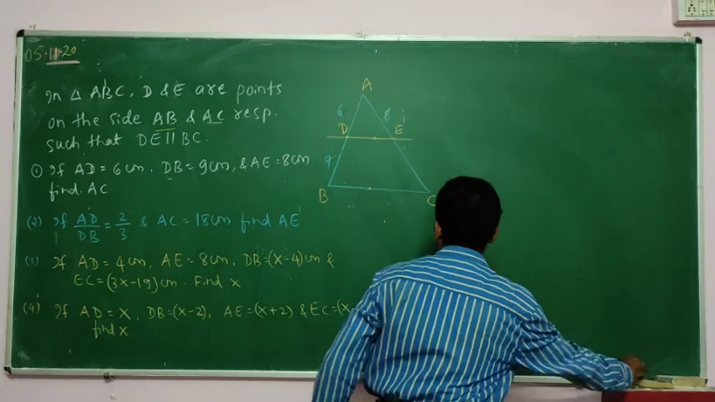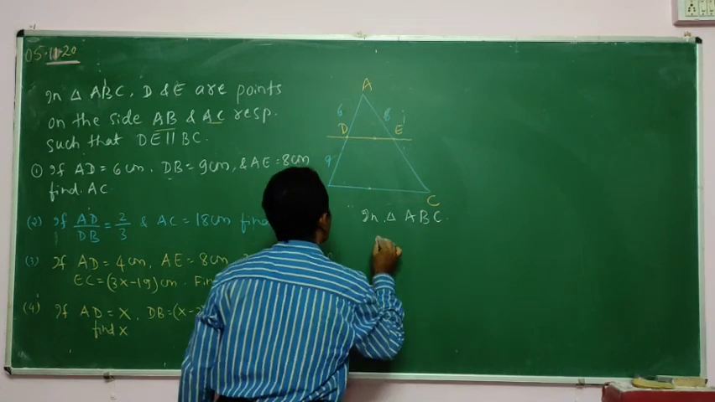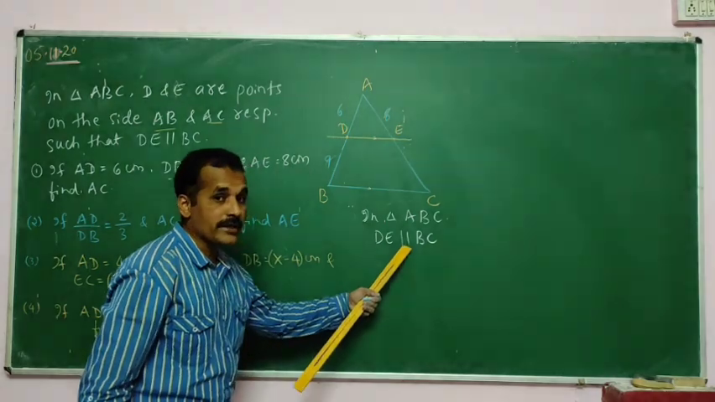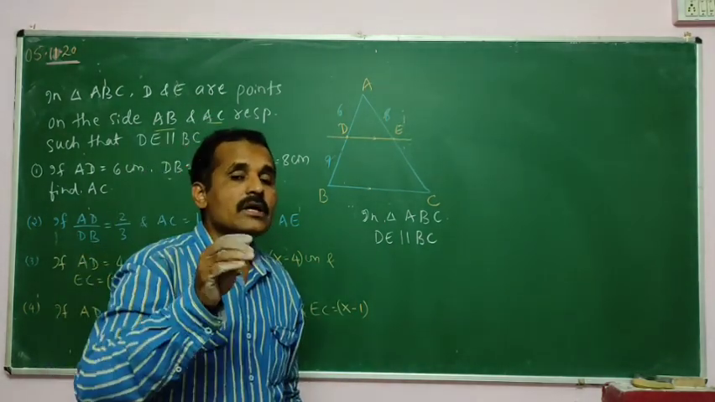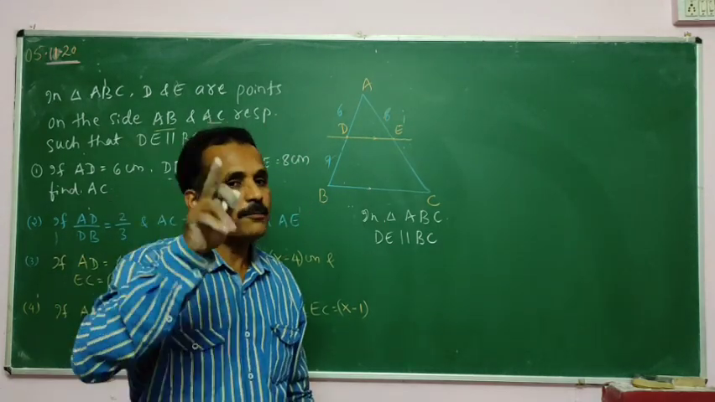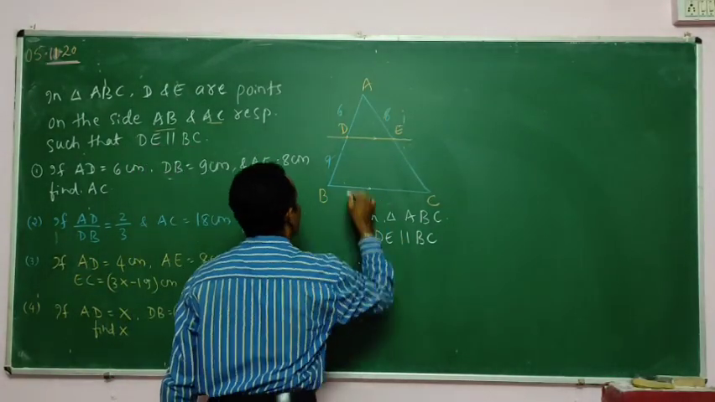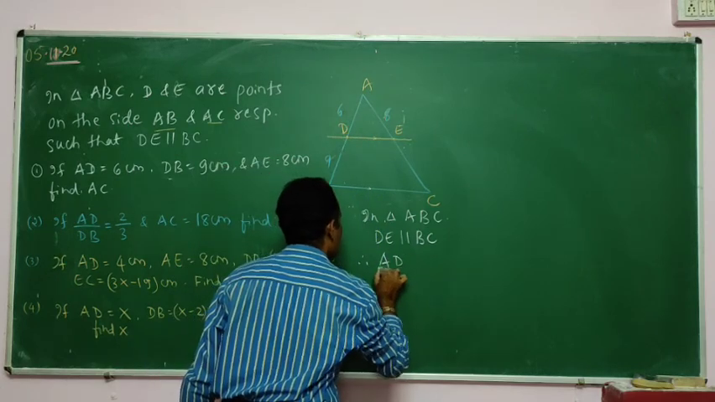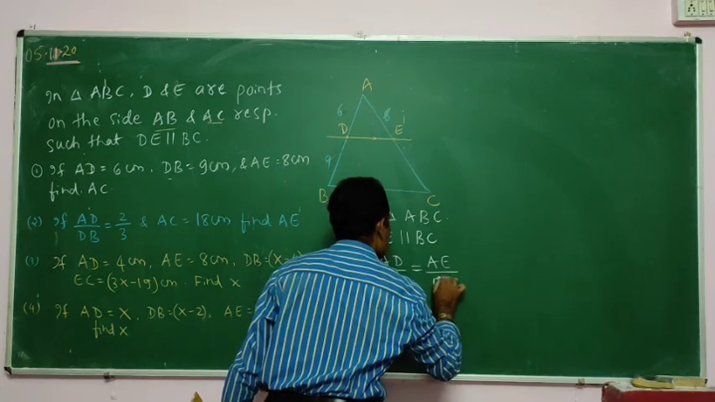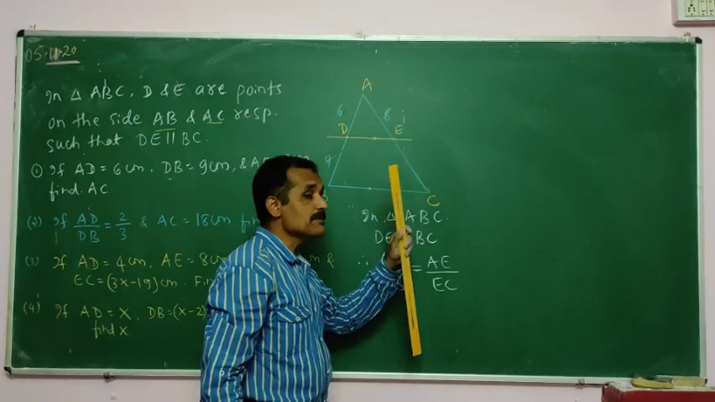How can I start? In triangle ABC, DE is parallel to BC. This is very important. Unless the parallel is given, you cannot use BPT. Keep in mind, the parallel must be given first. Okay, these two are parallel. Therefore, AD by DB is equal to AE by EC. They asked for AC, but first you have to find EC.